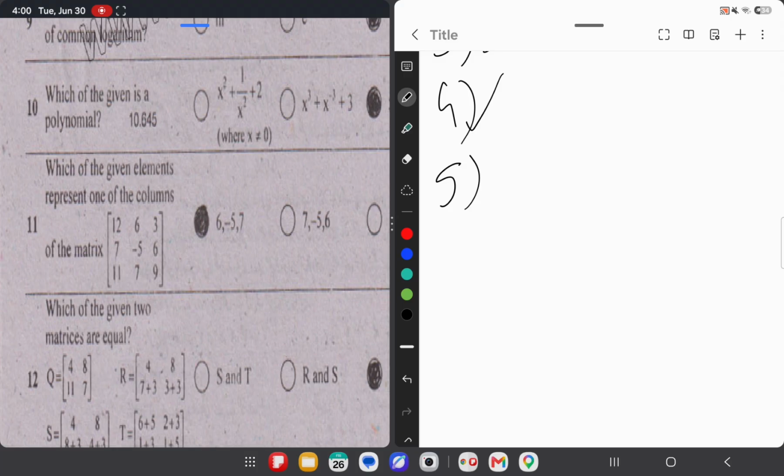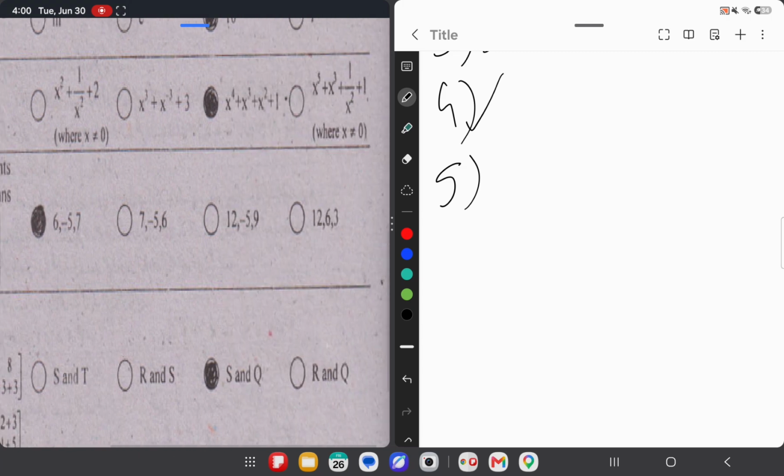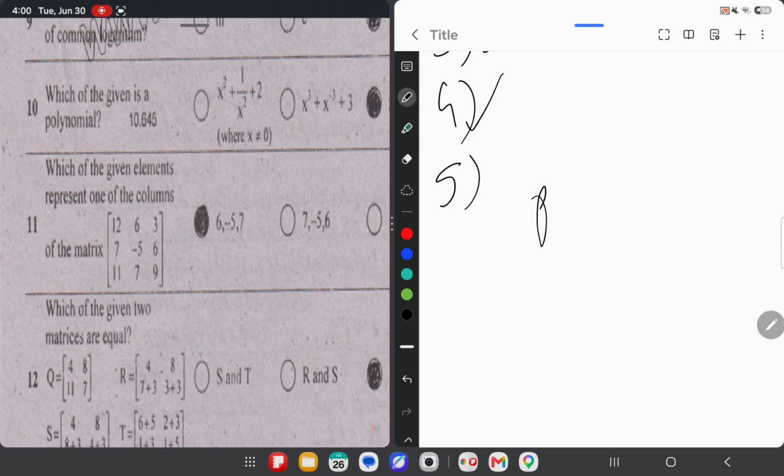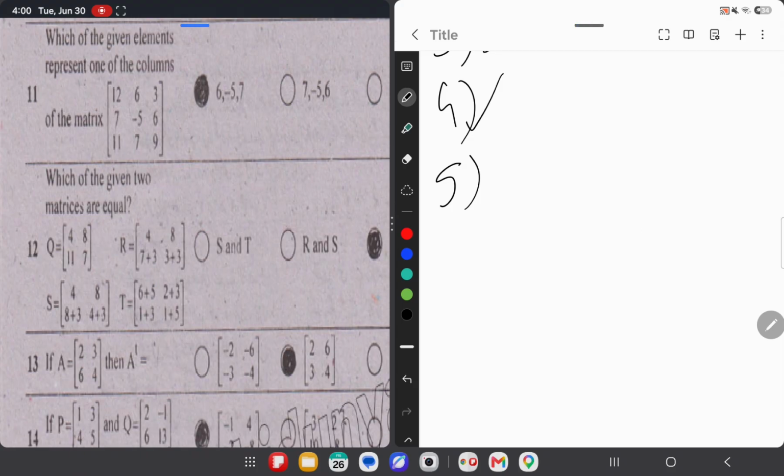Whatever given represents one column of the matrix. Column. So it is that vertical thingy, you know. 6, negative 5, 7, like the middle. Here it is the middle row. Yeah. Which of the given two matrices are equal? Evaluating R, we get 10 and 9. S, we get 11 and 7. Okay, Q and S.